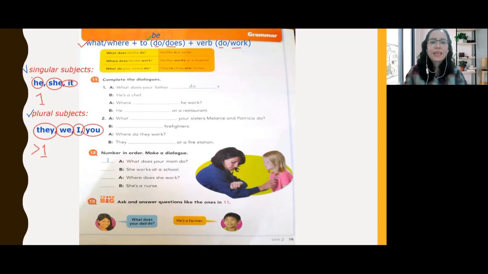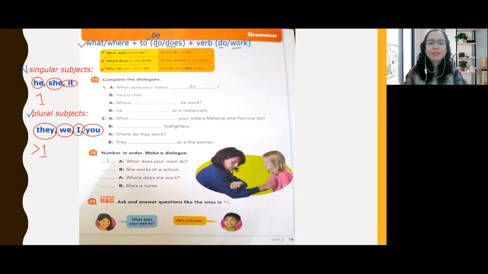What does he do? He is a nurse. What does she do? She is a nurse. Where does he work? He works at a hospital. Where does she work? She works at a hospital. What do your sisters do? They're nurses. What do your sisters do? They are nurses.